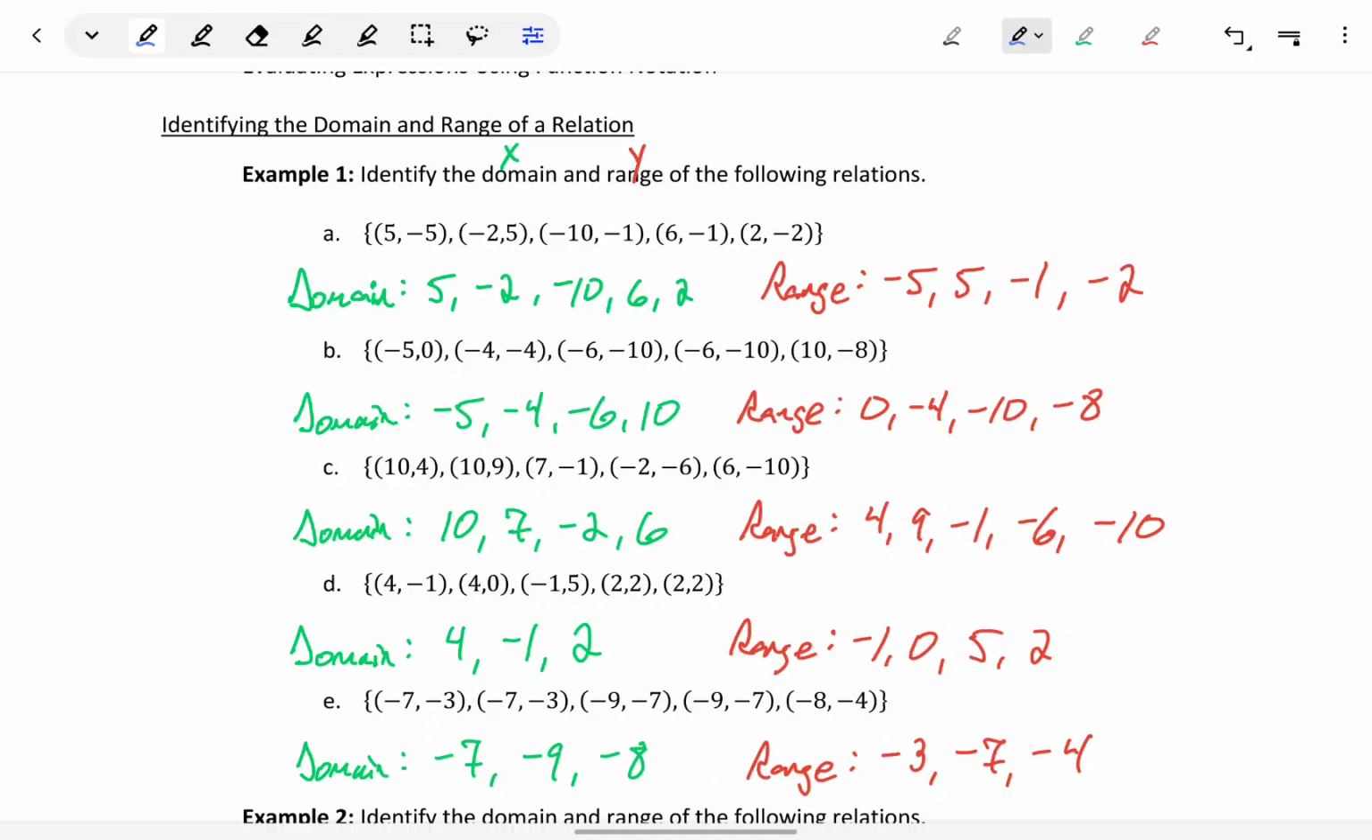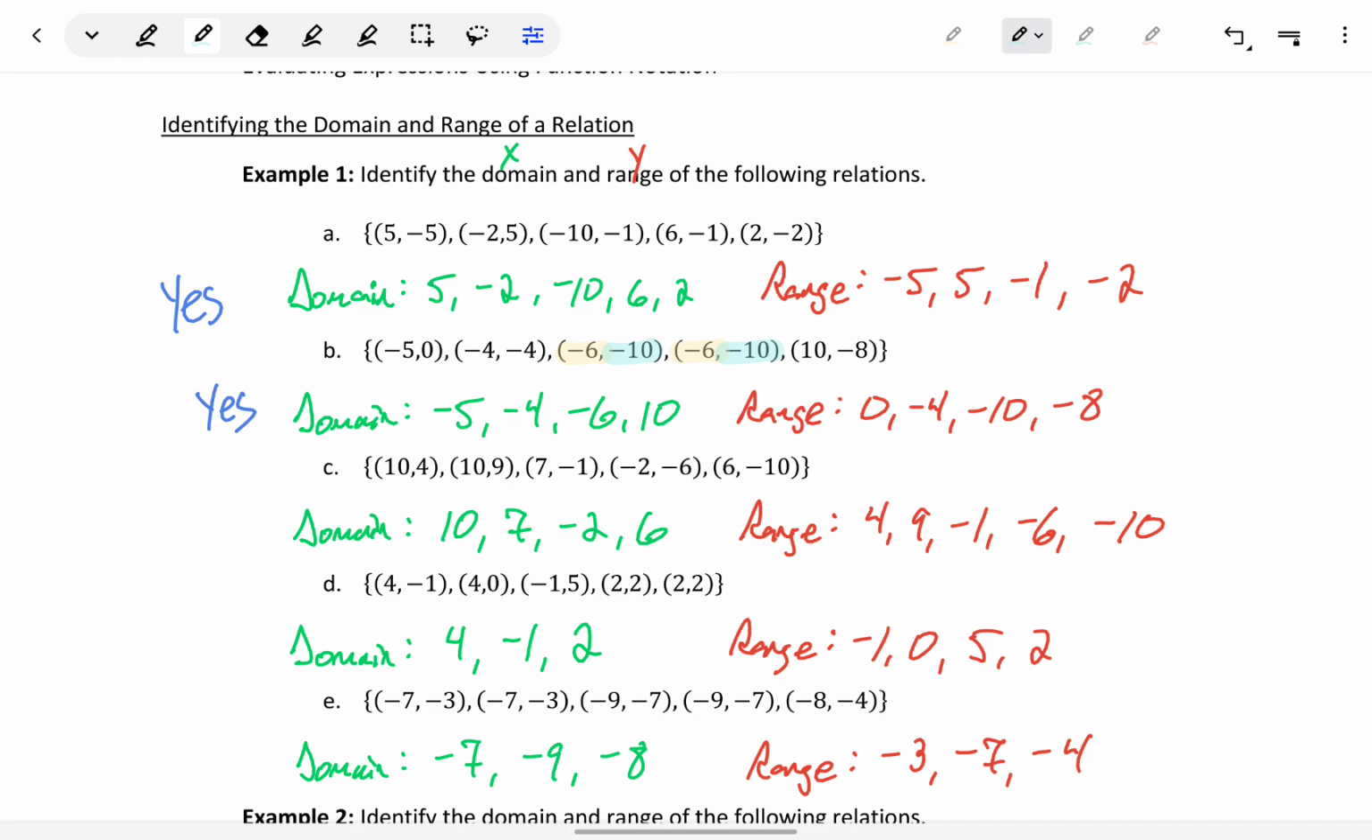In example 1, part A, we have no repeated x values. So yes, this is a function. In part B, we have a repeated x value, which is -6. But every time that -6 occurs, it's paired with exactly the same y value. So yes, part B is also a function.